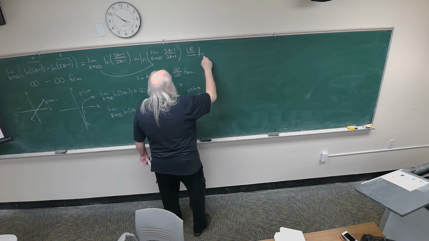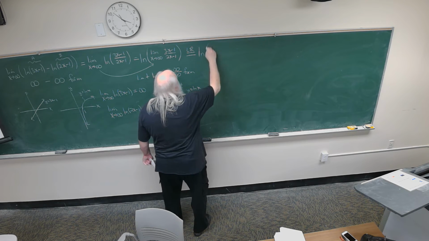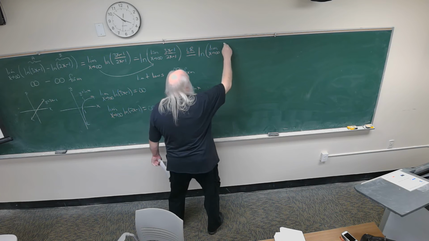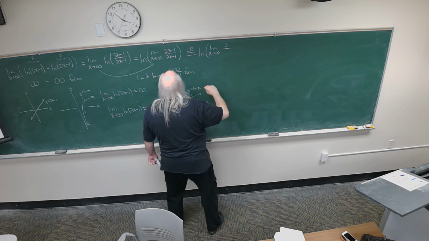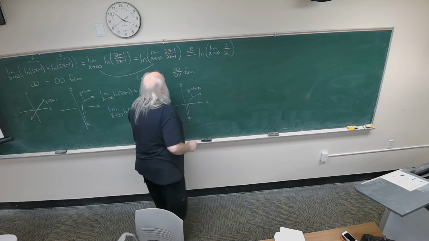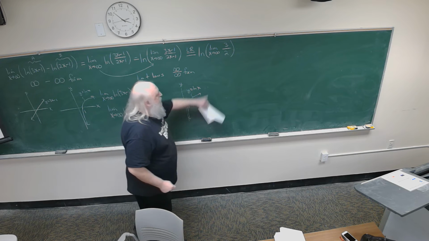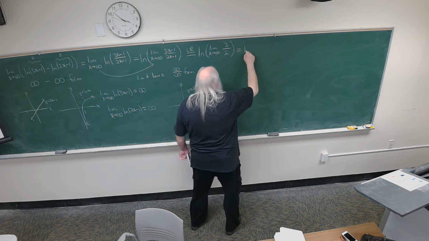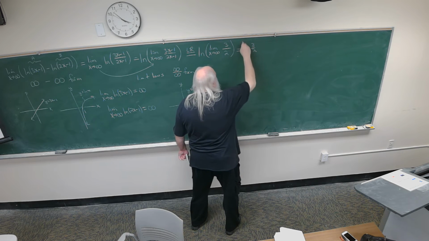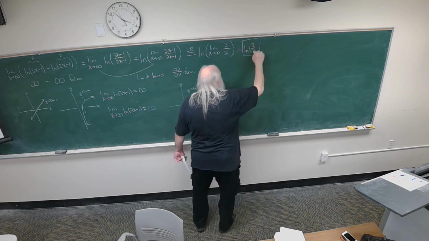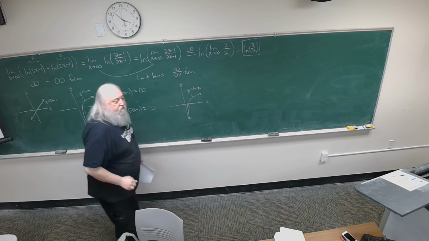So this is equal to the natural log of the limit as x increases without bound. The derivative of 3x minus 1 with respect to x is 3, and the derivative of 2x minus 1 with respect to x is 2. And the limit of a constant is just the constant. So this is equal to the natural log of 3 halves, and we put 3 halves inside parentheses if you want.